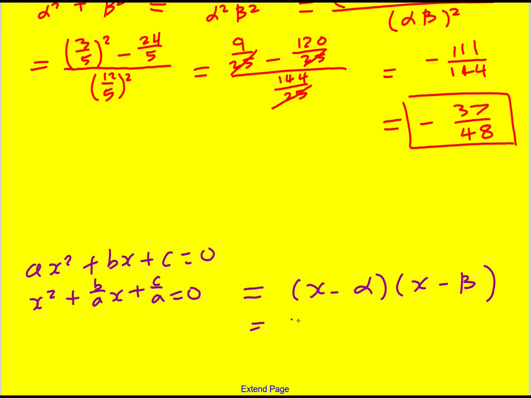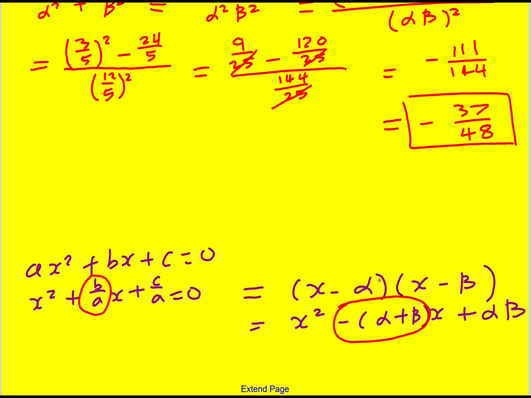And then I'm going to expand it to give me x squared minus alpha plus beta times x, once I've expanded that, plus alpha beta. And from there, we just read off the coefficients. We can see, actually, let me start with this one. We can see that b over a is going to equal minus alpha plus beta. That means alpha plus beta is minus b over a. And we can see that c over a is alpha beta.